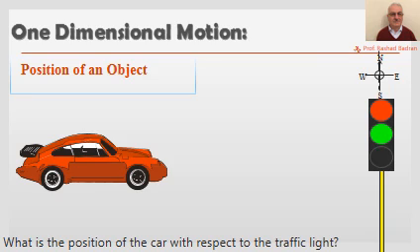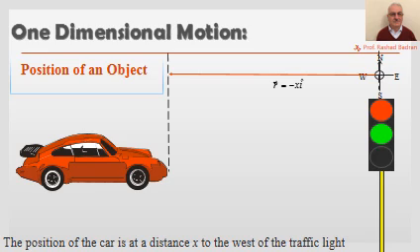Here, this car is located to the west of the traffic light, so it has a distance x from the traffic light and a direction to the west. Alternatively, the position vector can also be represented by a vector r, which has a magnitude x and a direction minus i hat. This means that the position vector has a magnitude of x to the west of the traffic light, because here the origin is located at the traffic light.